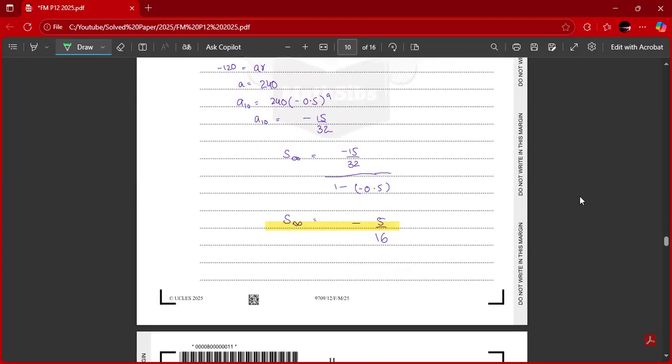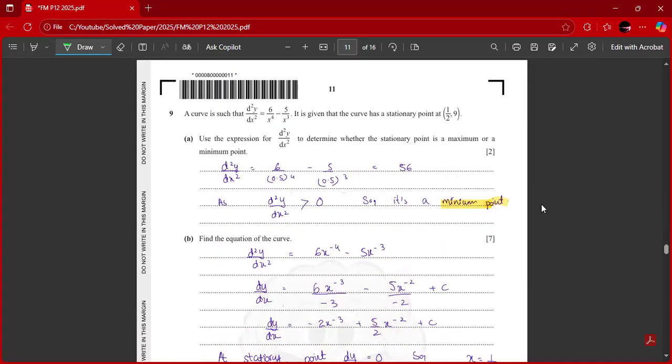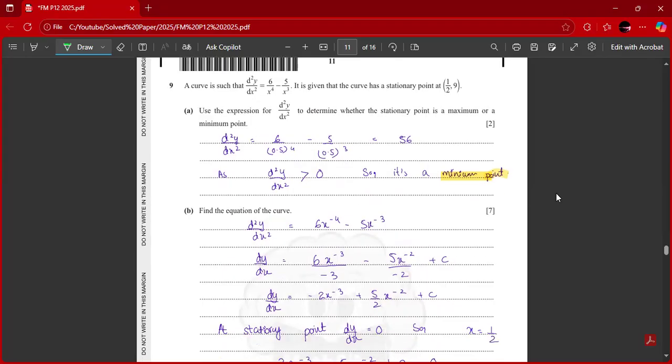Question number 9. A curve has a second derivative as this. A stationary point is given. Determine whether the stationary point is a maximum or minimum point. These are totally free marks, guys. You see 2 marks here. That means we have to give at least 2 steps. We get 1 mark for showing the working and 1 mark for our final answer.